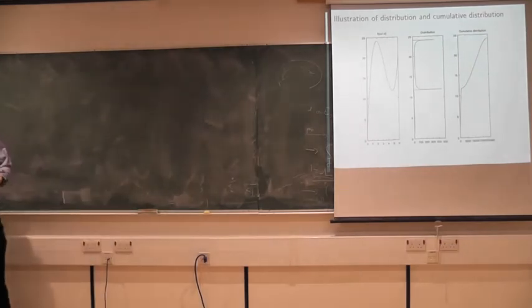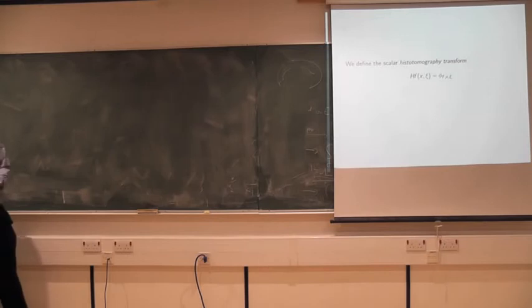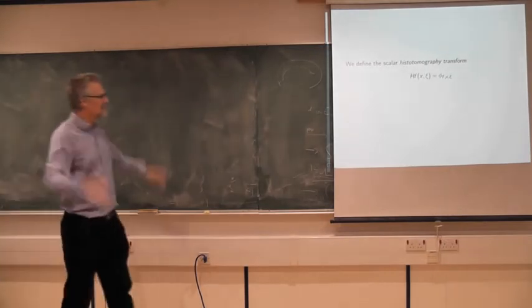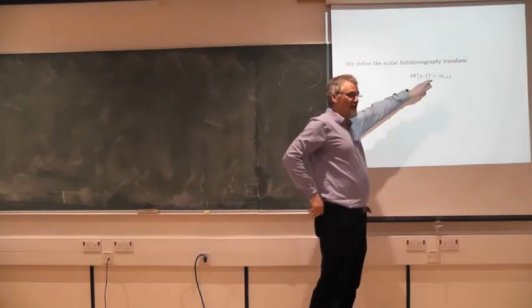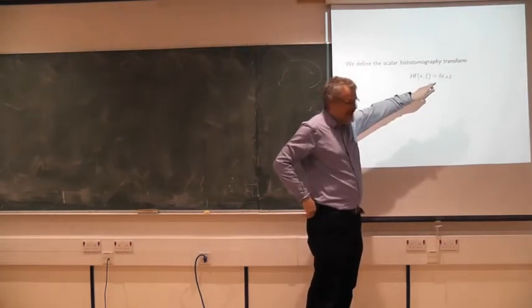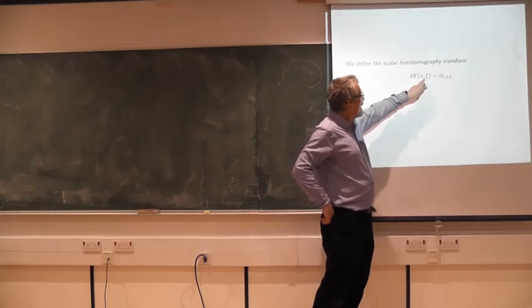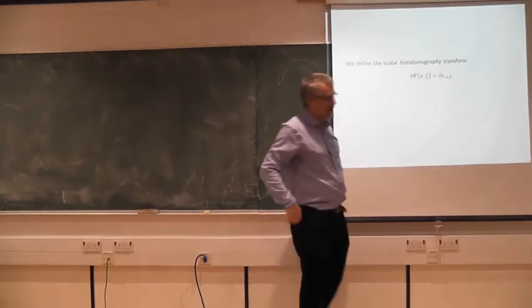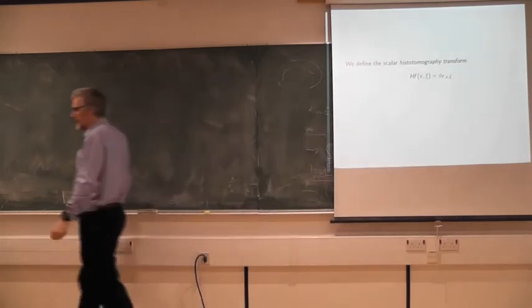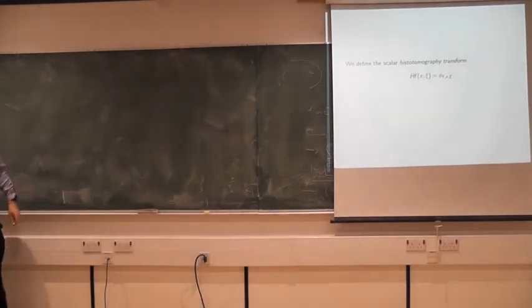Usually in probability we just have non-negative functions, but I'm going to allow ones that go negative. So the histotomography transform, all I mean is you get the distribution, or I could have defined the cumulative distribution, of a function f as a function of which line you go along, and that's the data for the histotomography transform.